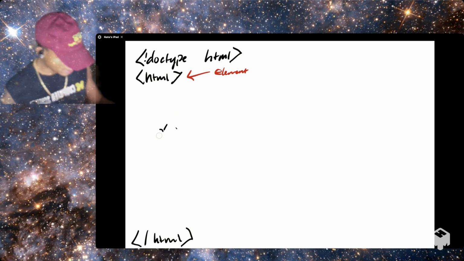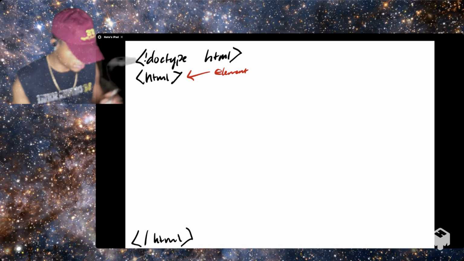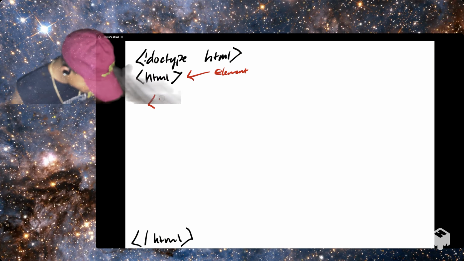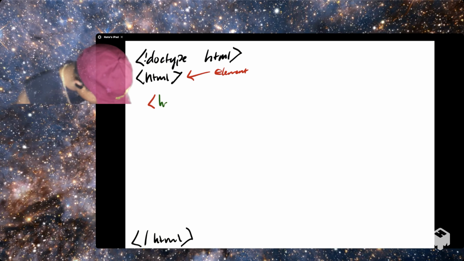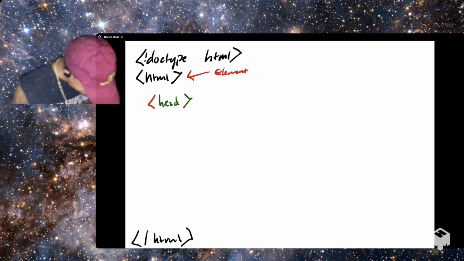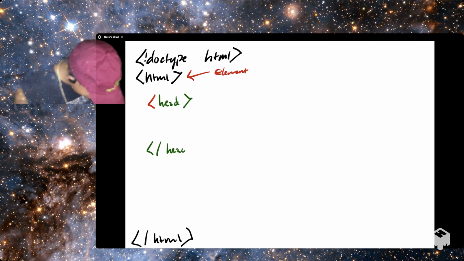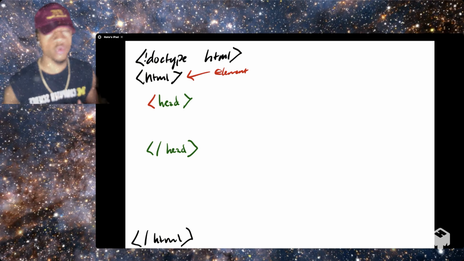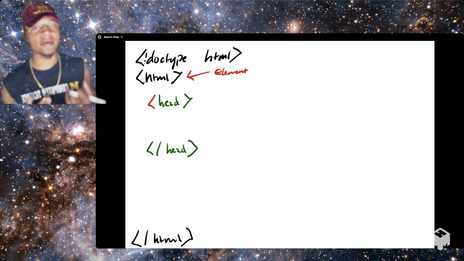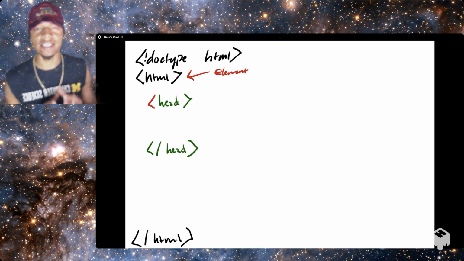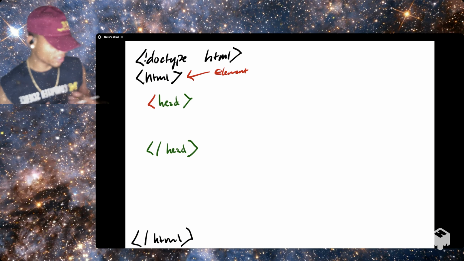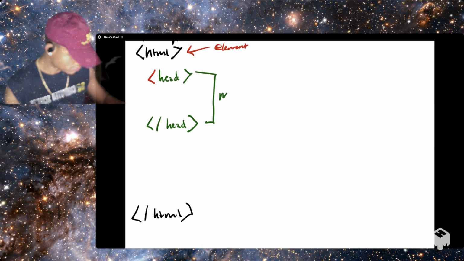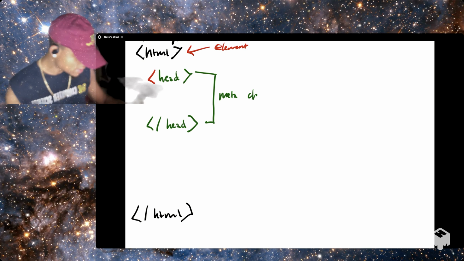So that segues right into the next element, which will be the head. So what is the head? Okay, I kind of talked about the head in the previous video, so I'm going to hurry through this one. The head is metadata. What is metadata? Metadata is just data that describes the data.